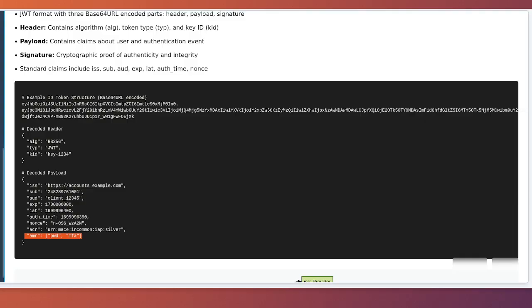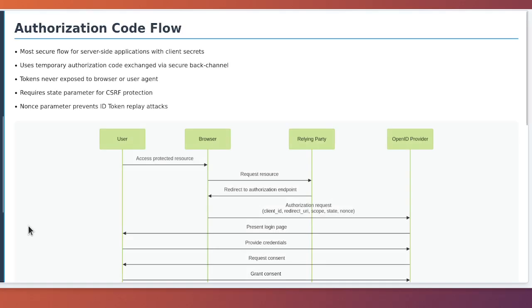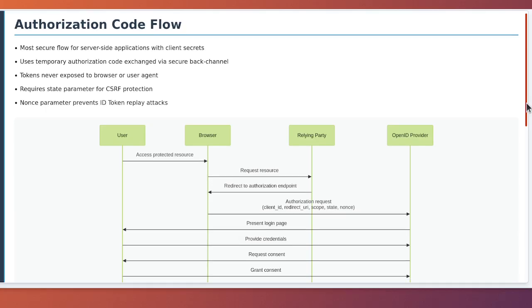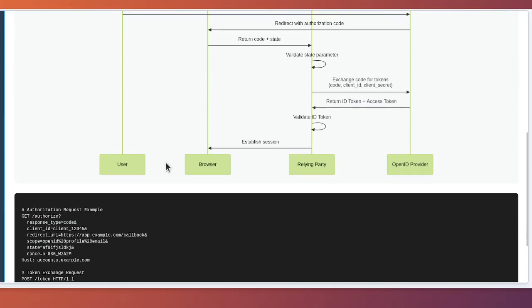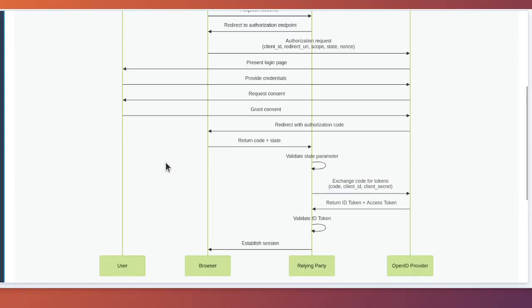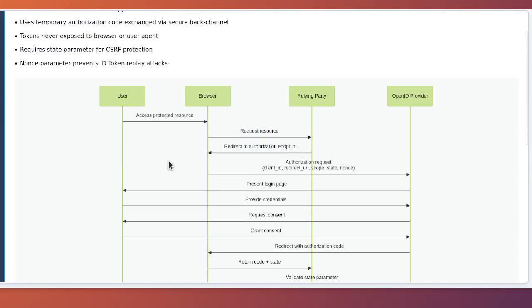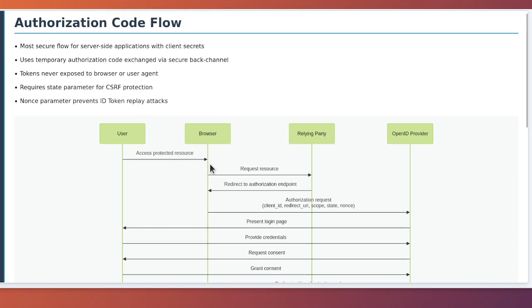Authorization code flow. The authorization code flow is the most secure and widely recommended flow in OpenID Connect, particularly suitable for server-side web applications that can securely store client secrets. This flow provides strong security guarantees by never exposing tokens to the user's browser directly, instead using a temporary authorization code that is exchanged for tokens through a secure back-channel communication between the application server and the OpenID provider.